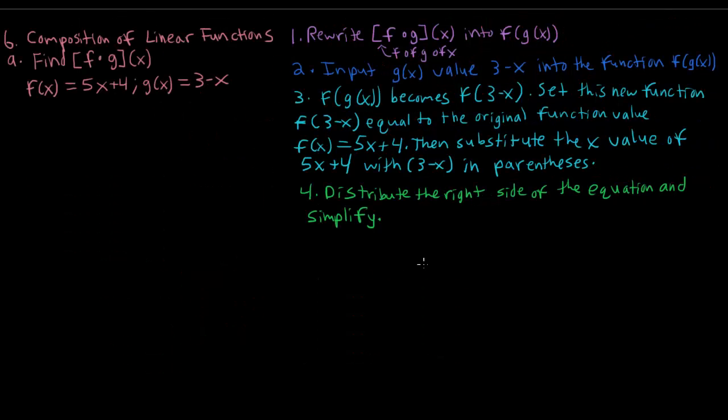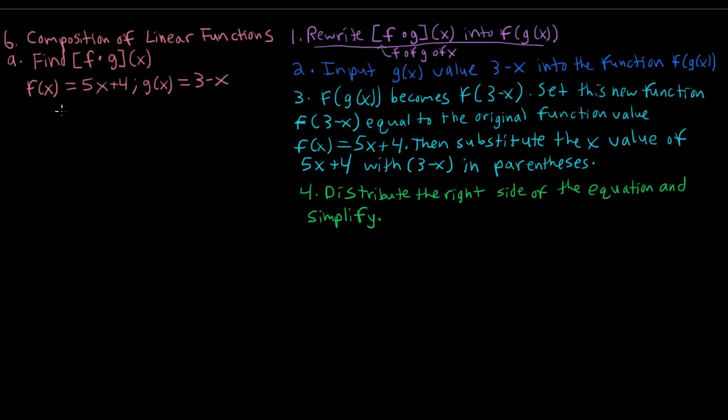Composition of linear functions. 6a. Find f of g of x. And f of x is equal to x plus 4, and g of x is equal to 3 minus x. So the first thing to do is to rewrite f of g of x into this shorthand, just to kind of get some practice.